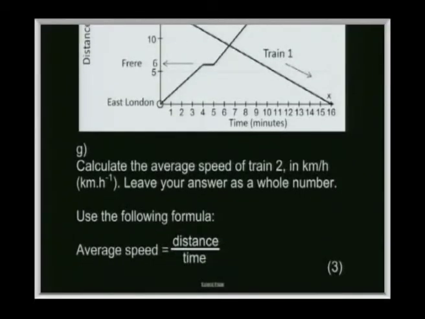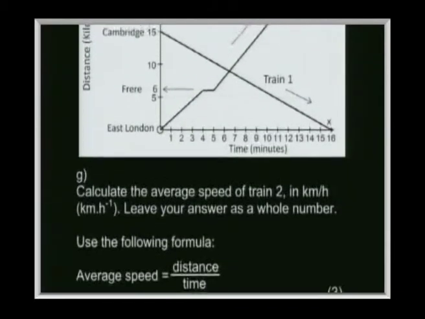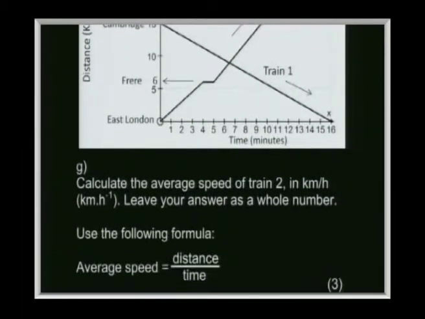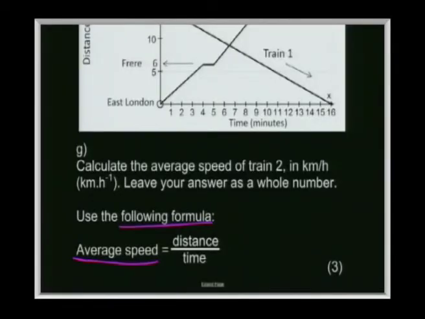Our next one says, calculate the average speed of train 2. So once again, we're looking at this line over here, train 2, in kilometers per hour. Leave your answer as a whole number. Now we're very lucky because we've been given the following formula. The average speed is equal to the distance traveled divided by the time it takes to travel.